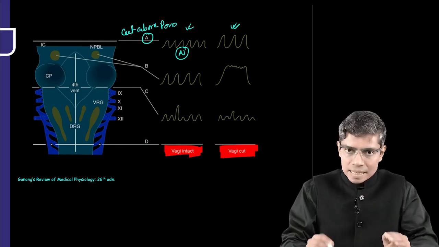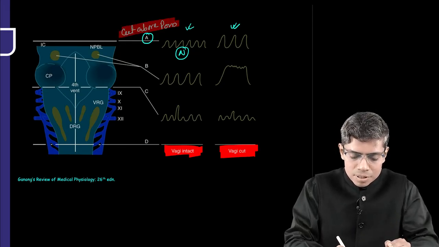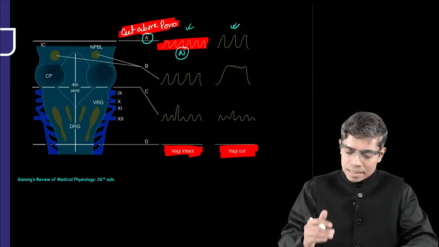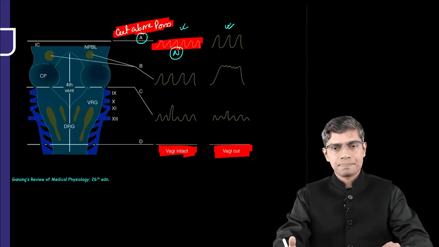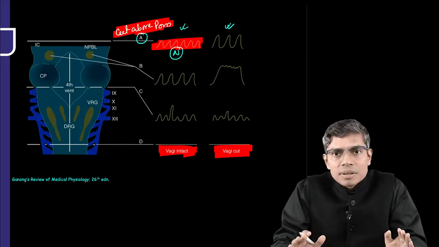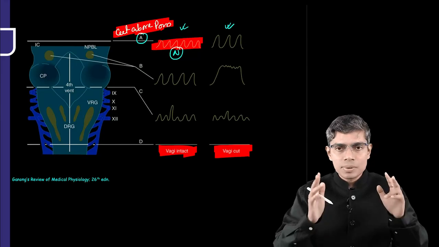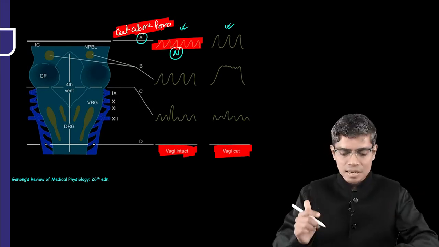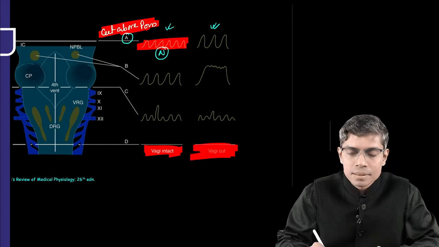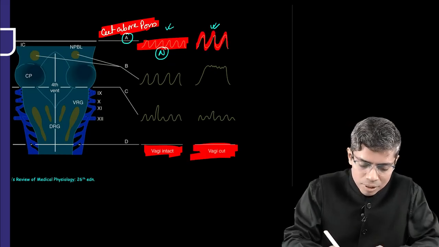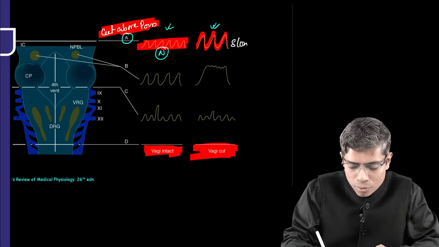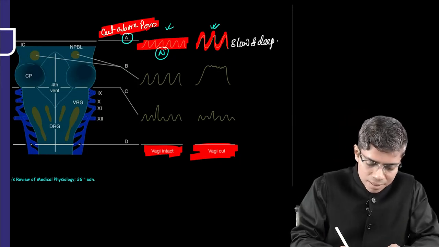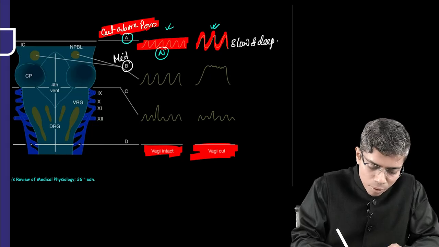If the vagus nerve is intact, then a cut above the pons means nothing is going to happen, the respiration will remain absolutely normal. But if you give a cut at the level of the vagus, the vagus was inhibiting the apneustic center. So if you cut the bilateral vagus, the depth of respiration is always going to be increased. So your answer will be slow and deep breathing. Similarly, this cut number B is the mid pons cut.